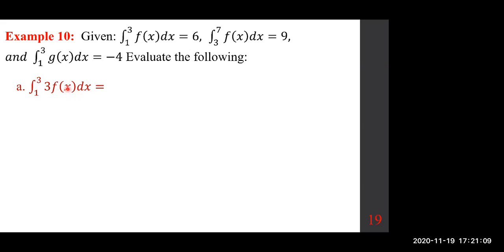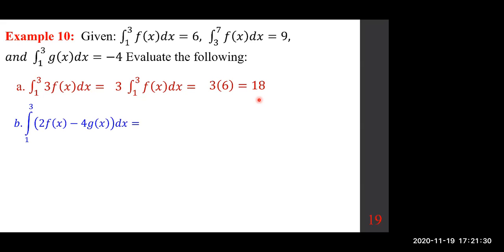So basically take the 3 out, everybody. Take the 3 out. So 3 times 6 is 18. I hope you see that. Very simple. So the number 3 comes out. So we are using various properties of definite integrals. All right. We use f of x, we take the 2 out. We use g of x, we take the negative 4 out.